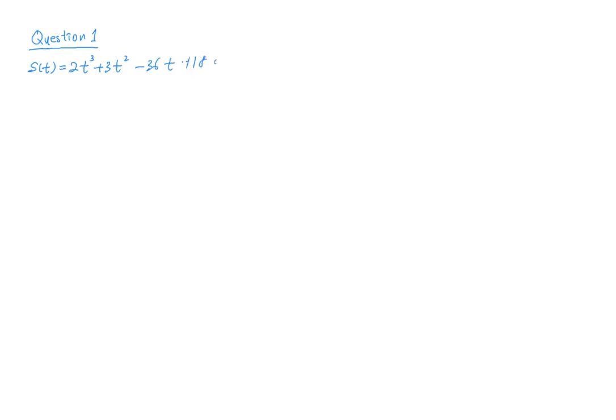Okay, everyone should have this. So we answer part 1. Find the velocity and the acceleration function. So we find the velocity function. 6t squared plus 6t minus 36 cm per second.